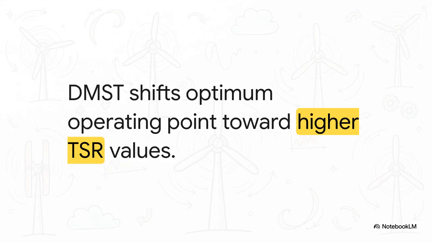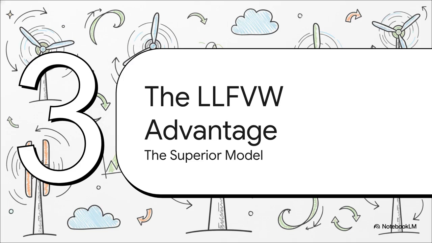And this is absolutely critical. By shifting the optimum operating point toward higher tip speed ratio, or TSR, values, the model is fundamentally telling you to run the turbine faster than you actually should to hit peak efficiency. In engineering, precision is quite literally everything. Having an inaccurate prediction of your optimal operating point could entirely tank the effectiveness of a wind turbine project. So, how did the other guy do?